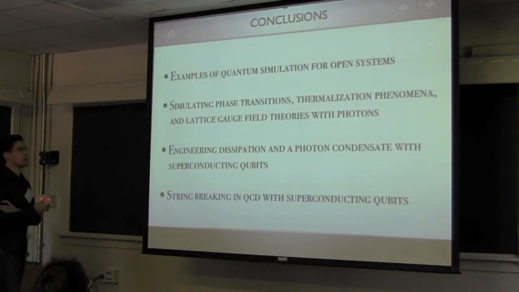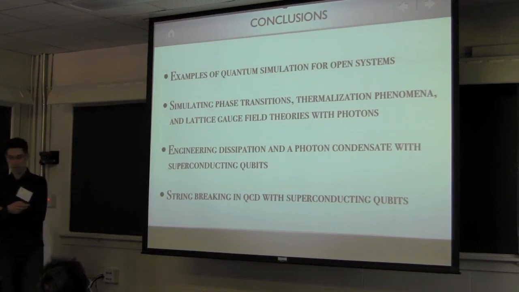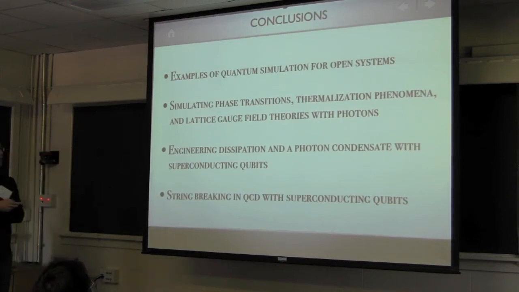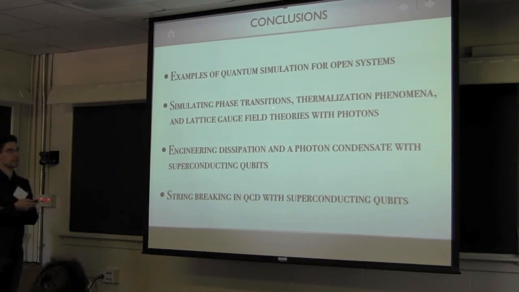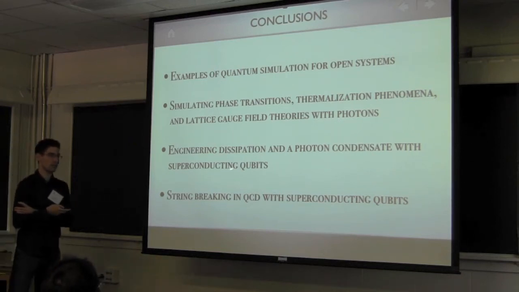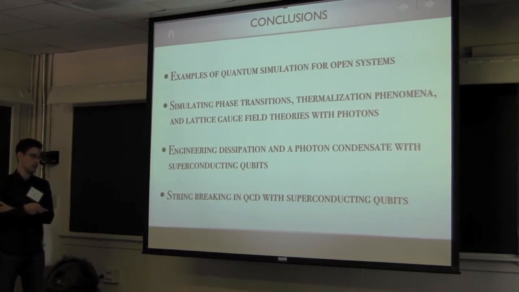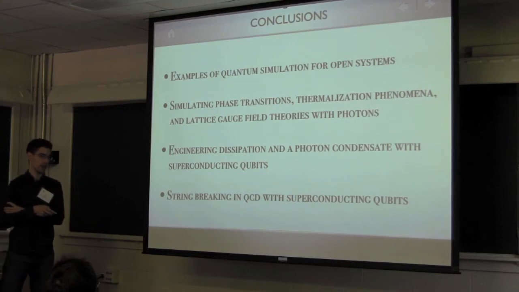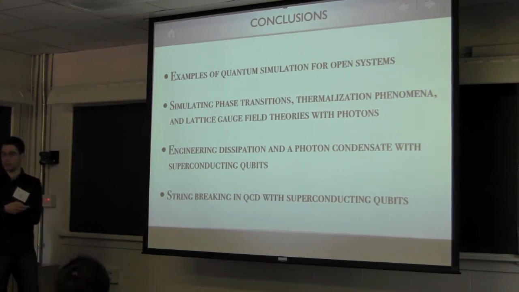So this brings me to my conclusions. I have shown two examples of quantum simulations for open quantum systems with photons. I have shown how to simulate phase transitions, thermalization phenomena, and lattice gauge field theories with photons. In the first part, I have shown how to engineer dissipation and achieve the photon condensate with superconducting qubits, and in the second part, I have shown how to study the string breaking phenomenon in a QCD with superconducting qubits.